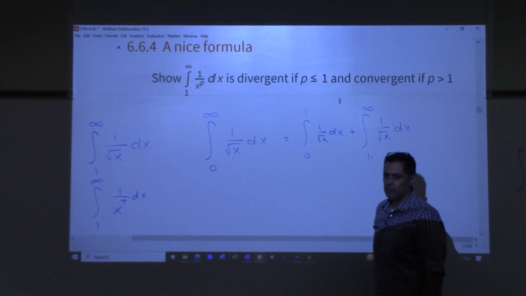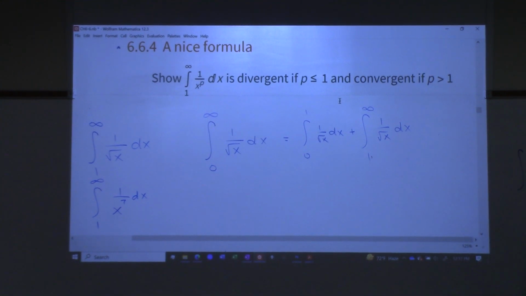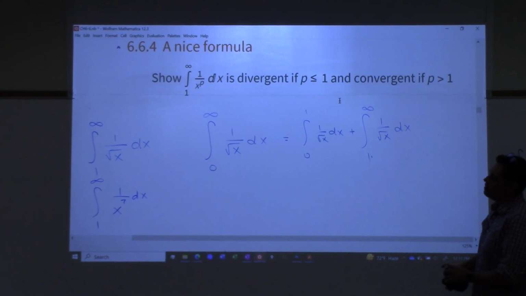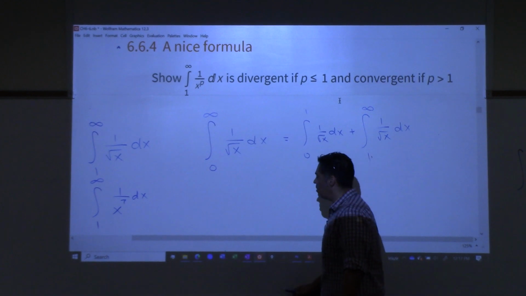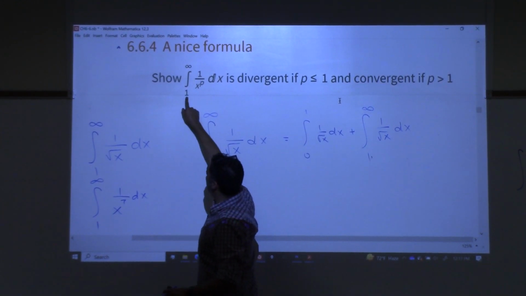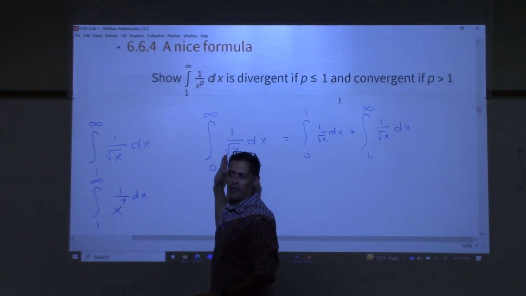I guess even if the other side's negative infinity, it still diverges. Yeah. Let me ask y'all something. What if I used a different number here? Like instead of 1, what if I picked a number to the right of 1?